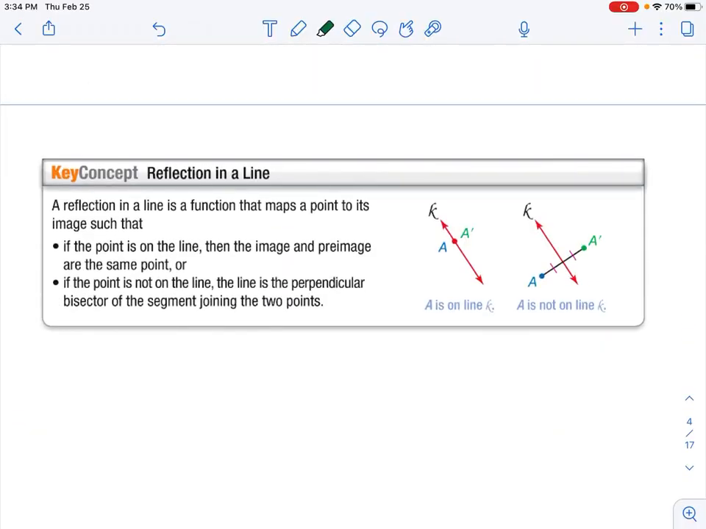Alright, so a reflection in a line is a function that maps a point to its image such that if the point is on the line, then the image and pre-image are the same point. You can't reflect this pre-image off of the line if it is already on it, so they are the same. If the point is not on the line, the line is the perpendicular bisector of the segment joining the 2 points. So this is the pre-image. To find the image, it is perpendicular to the line of reflection and a congruent distance away from the line of reflection on either side.